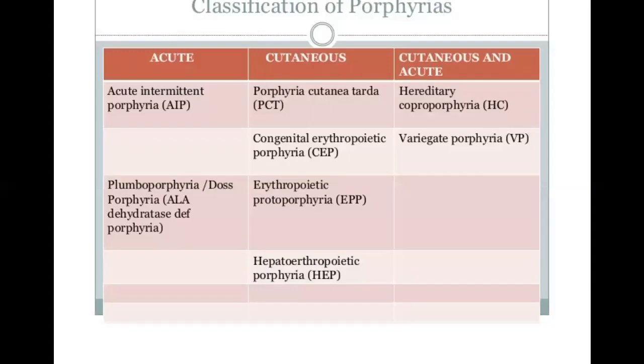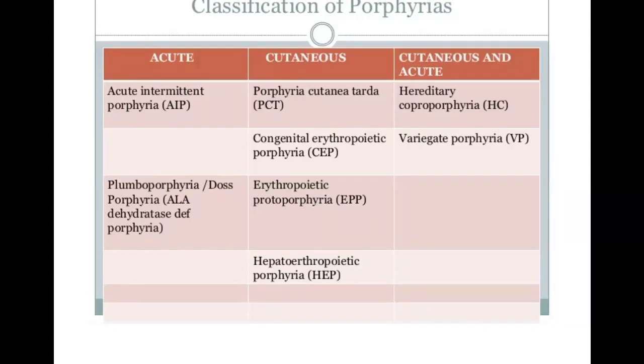Now here, the classification of porphyrias. This is no longer well discussed in your biochemistry reference, so let's go a little clinical. Porphyrias can either be classified as acute, cutaneous, or a combination of both acute and cutaneous. Now under acute, we have AIP, that's acute intermittent porphyria. We have your plumbo. Plumbo means lead. So plumboporphyria or your ALA dehydratase deficiency porphyria. This is because of a deficiency of your ALA dehydratase.